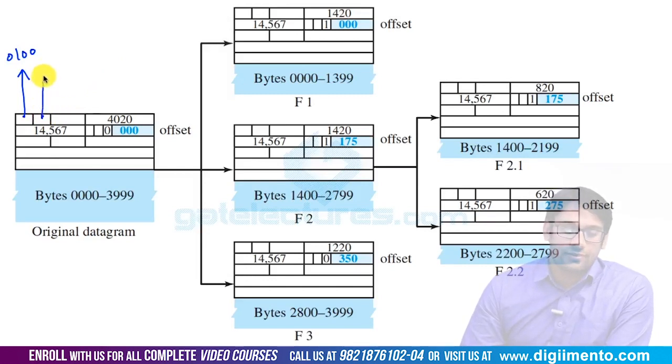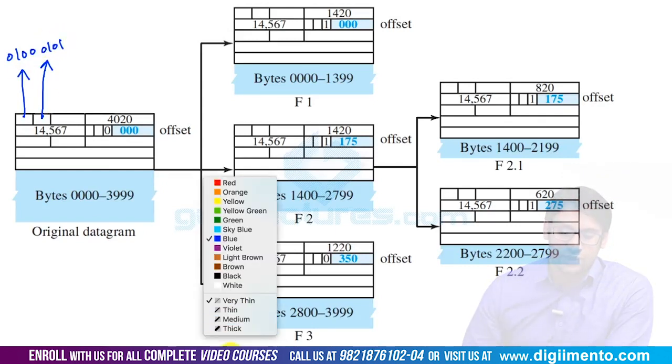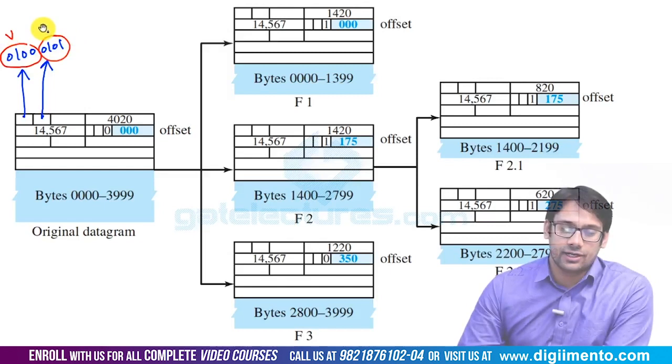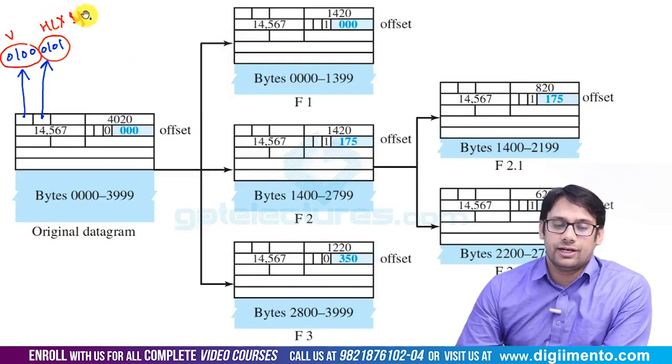The second field is your header length field. Because we are using a header of 20 bytes, this header length field is going to store a value which is 5, because it is a multiple of 4. So this is your version and this is your header length, which is a multiple of 4. So header length is of 20 bytes.